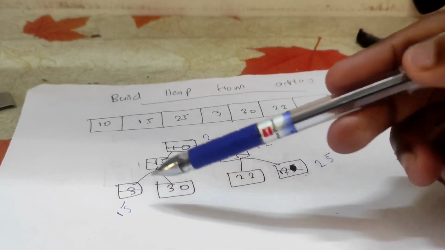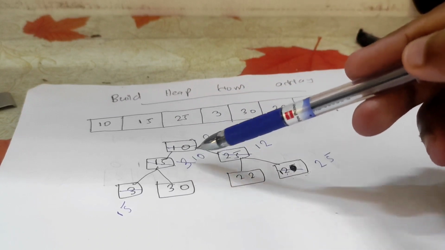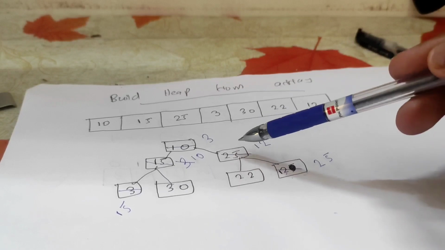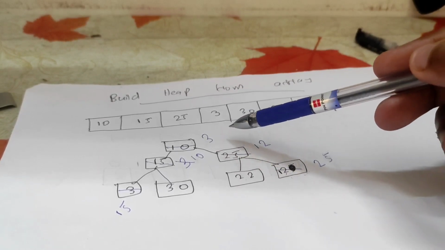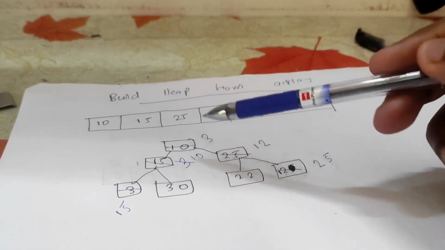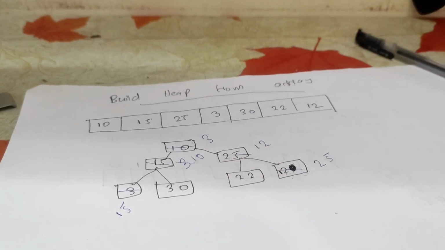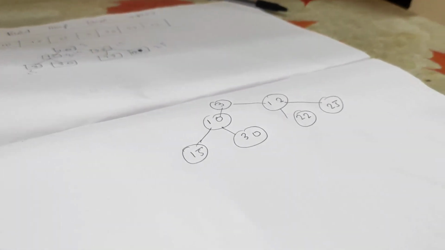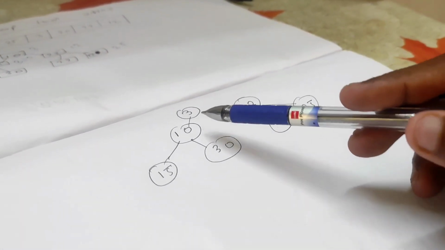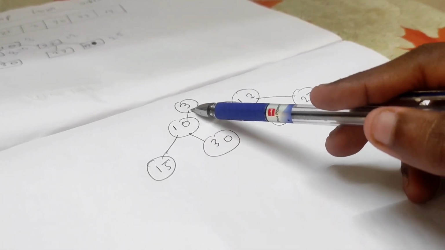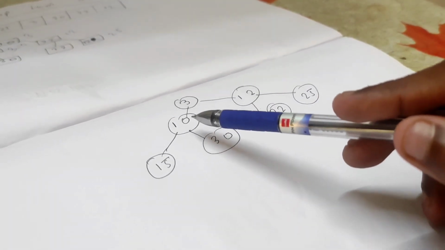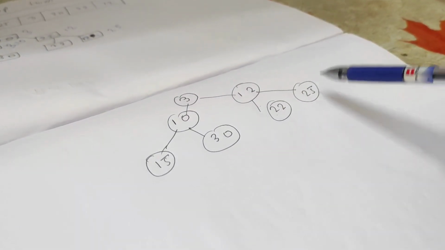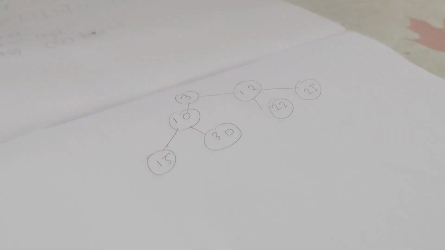Next we want to fully check whether anywhere the child is smaller than its parent, or the parent is greater than its child. In this case it's completed. So finally we got the heap, or the min heap, from the array, which looks like this. The parent node is less than its children everywhere. So the min heap is created from that array.